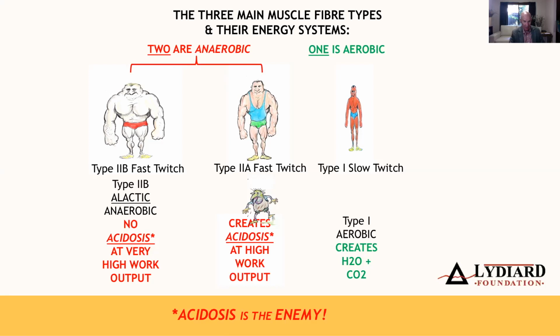And that's the massive one on the left there. That's the type IIB fast twitch. So it's alactic anaerobic. It doesn't create any acid. It just creates energy, bang, with a phosphorus-related compound called creatine phosphate. So phosphate is one of the main compounds in adenosine triphosphate, ATP. So in terms of energy fuels, the one on the left just uses that, and the one on the right uses carbohydrate-based fuels.